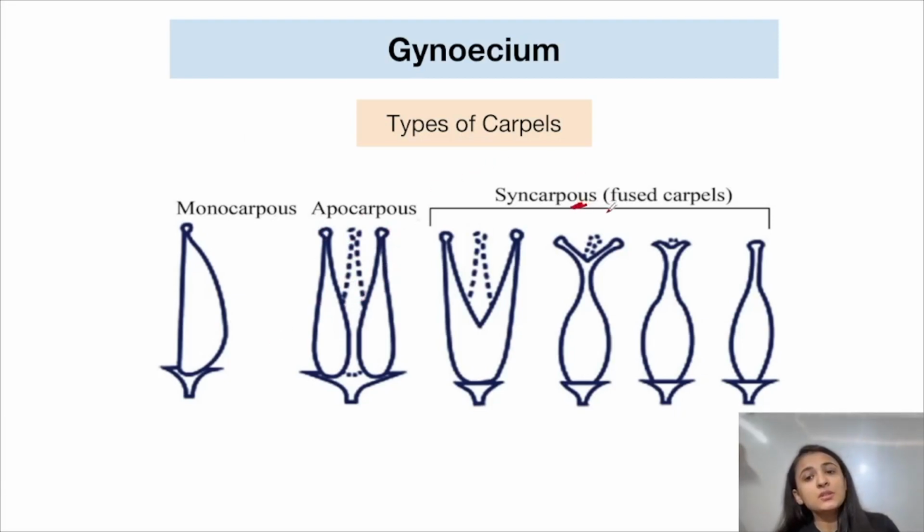Now syncarpous condition is the one where fused carpels are present. How can they be fused? The carpels can be fused with each other in different ways. Here only the ovary portion is fused. Here they are fused up to the style. Most of the style region is covered here, but not the whole, so a little bit of style is free, and then the stigmas are free. Here the style is fused, ovary is fused, but the stigmas are free. Here the stigmas are also fused. So these are the different ways in which carpels can be fused with each other.